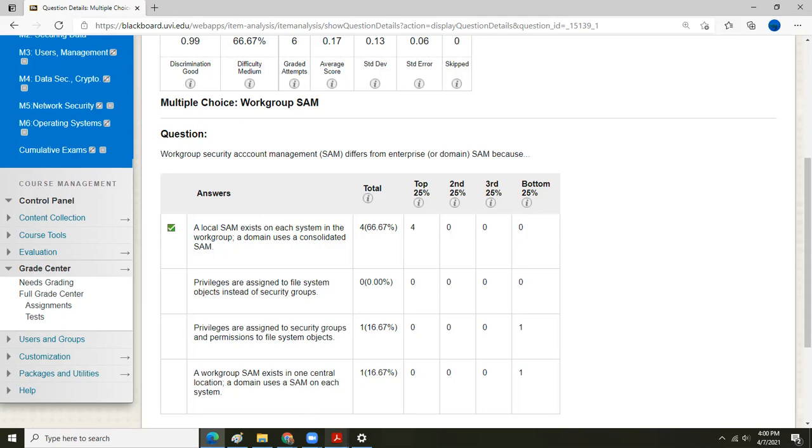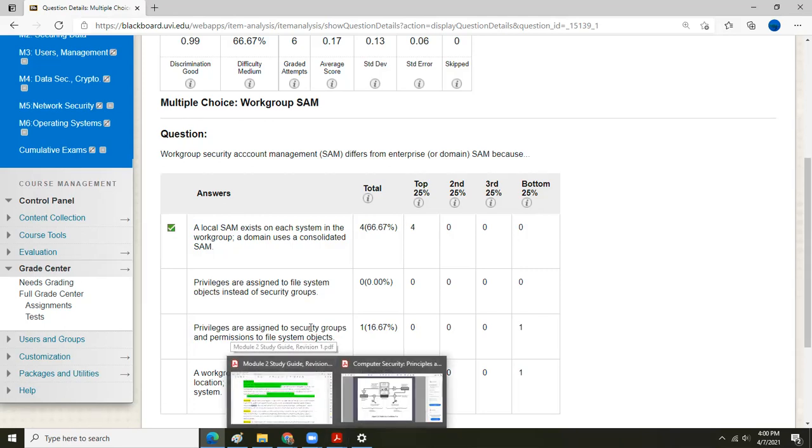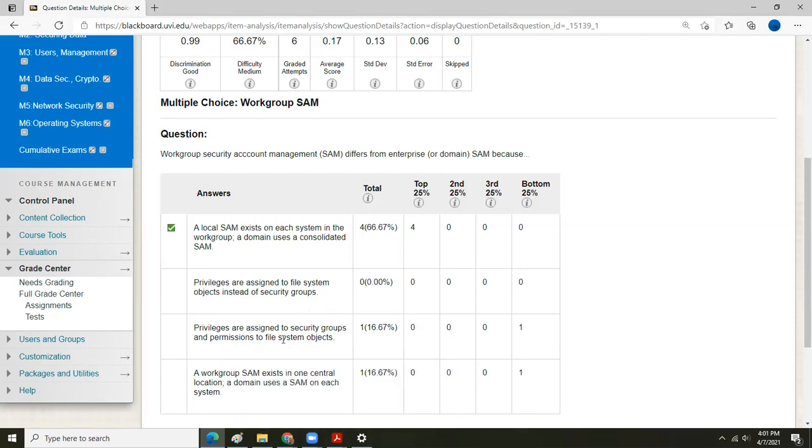So in your study guide, it talks about how permissions are access rights that are assigned to file system objects. Privileges have to do with the placement of accounts in security groups. It's accounts assigned to security groups, not file system objects. So permissions have to do with file system objects. Privileges have to do with security groups.